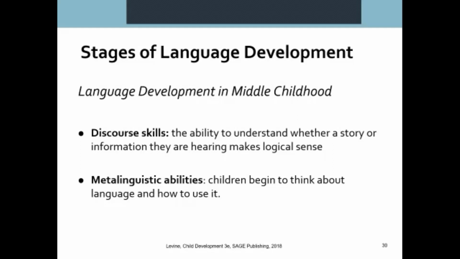Elementary school children also develop metalinguistic abilities, which just means that you start to think about language and how to use it. So you start to think about aspects of language and parts of language. As an example, an elementary school child might find it funny to hear the following knock-knock joke. Knock, knock. Who's there? Lettuce. Lettuce who? Let us in. We're hungry. Okay, hopefully you got that.